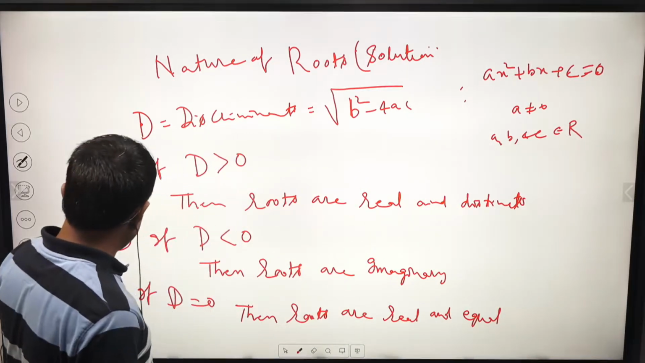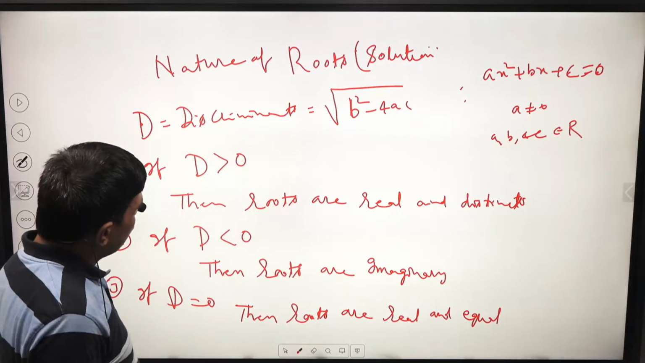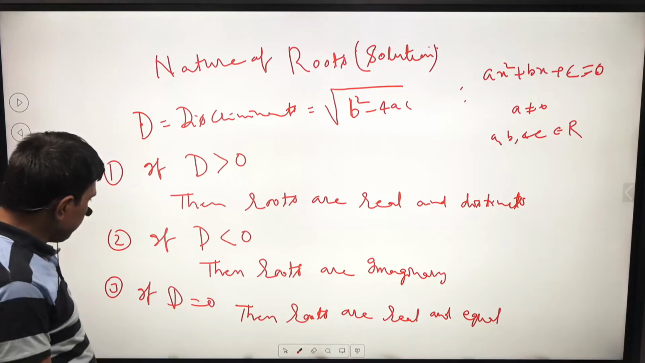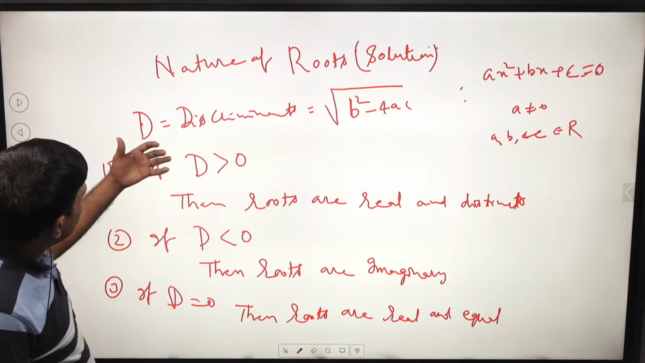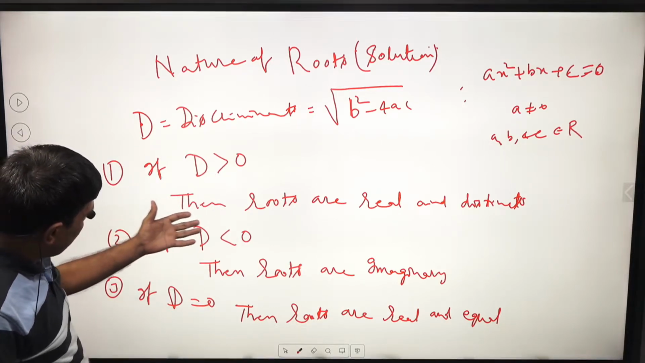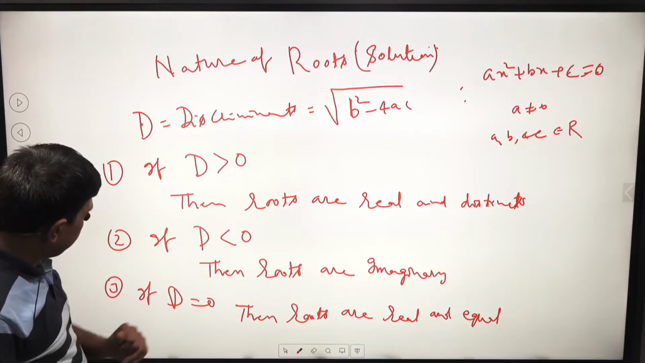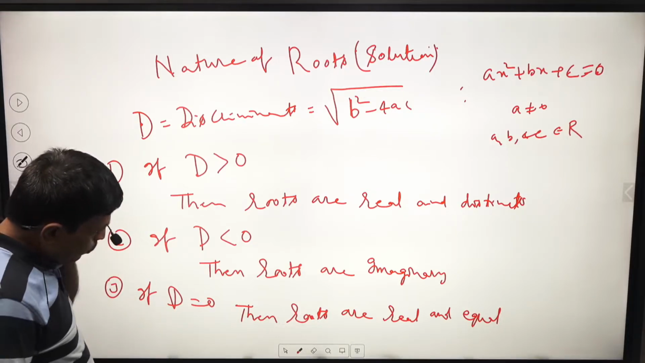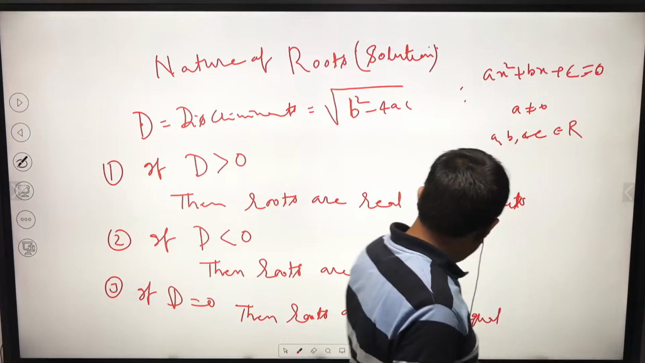These are the characteristics of the roots of quadratic equations. It all depends upon the discriminant value. If D is greater than 0, the roots are real and distinct. If D is less than 0, the roots are imaginary. And if D is equal to 0, the roots are equal and real.